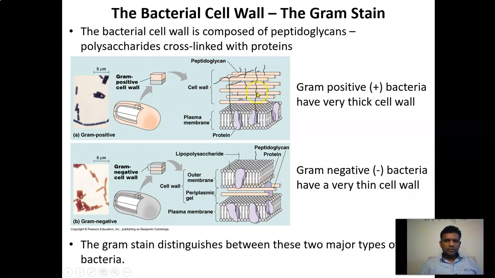Now, this cell wall is made up of polysaccharides, which are sugars in chains that are cross-linked with proteins. These polysaccharides with proteins are called, together, peptidoglycans. So the cell wall in bacteria is made up of peptidoglycans. Using gram staining, you can distinguish between different kinds of bacteria. So the thick-walled bacteria are gram-positive, the thin-walled bacteria are gram-negative.